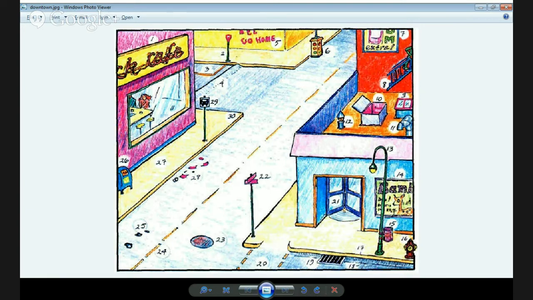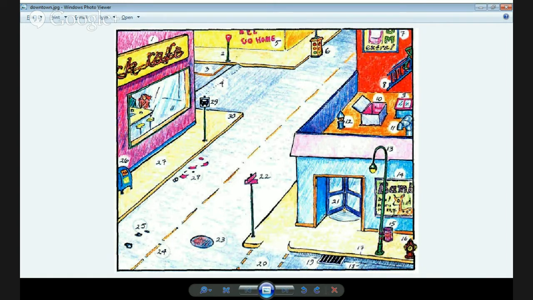So there's a few things that are not so obvious here. Take a look at number 3. Number 3 is not very obvious, is it? What's in front of the parking meter? I don't know. What do we normally put in front of a parking meter on the street?